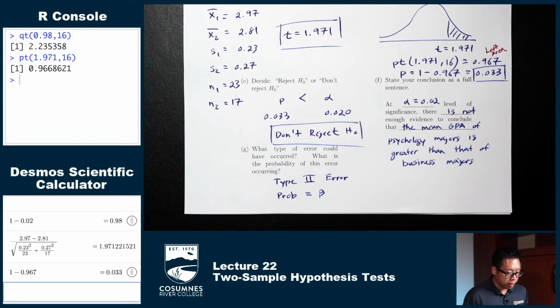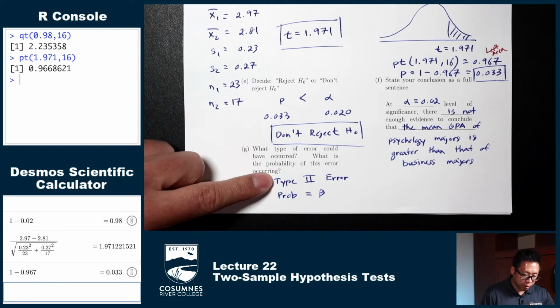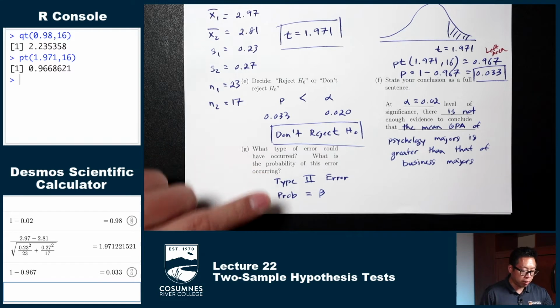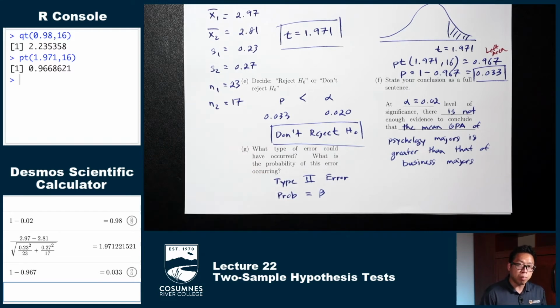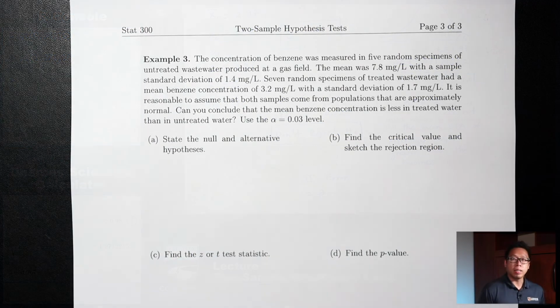So the point of the story is, if you don't reject, you could have a type 2 error. The probability of a type 2 error is beta, and to reduce the probability of a type 2 error, you increase the sample size. Example 3.